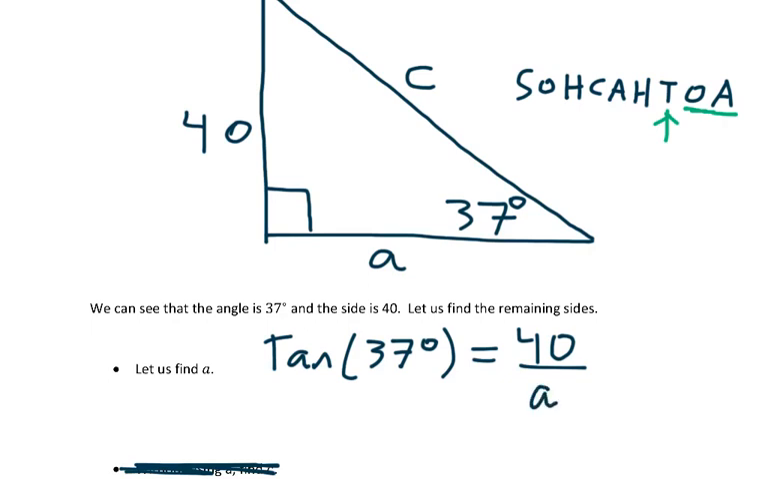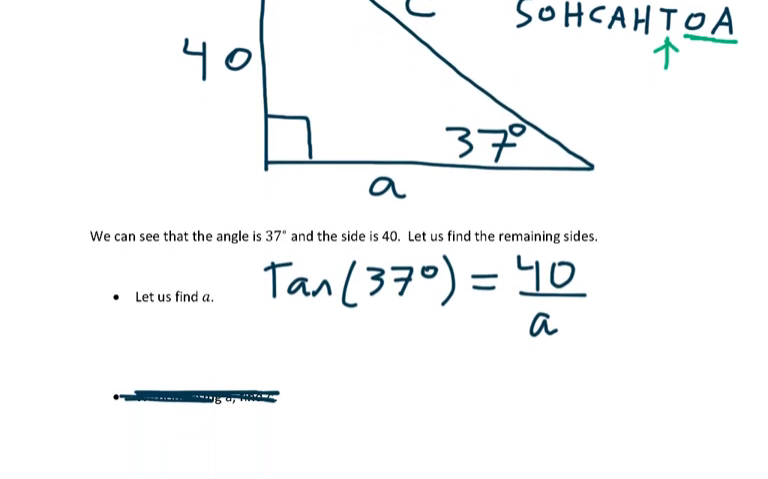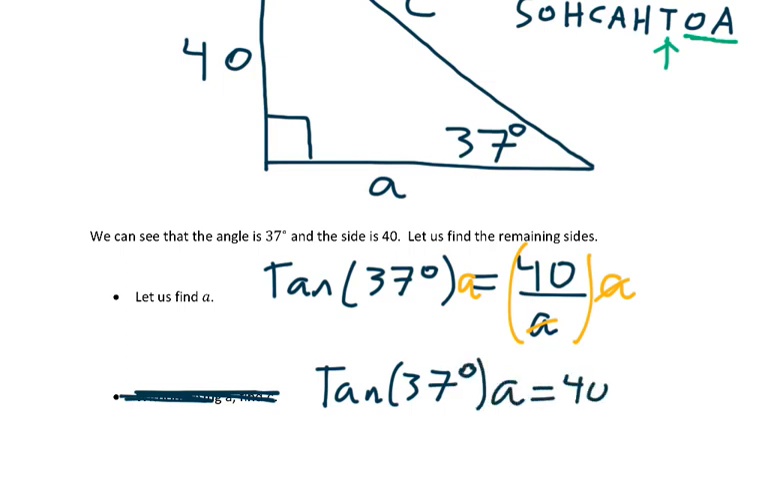But again, we want to figure out what A is down here. How are we going to do that? Let's solve for it algebraically. So solving for it, what we can do is multiply both sides by A. Does that help us? Well, these are going to cancel. And what we end up with is tangent of 37 degrees times A is 40.